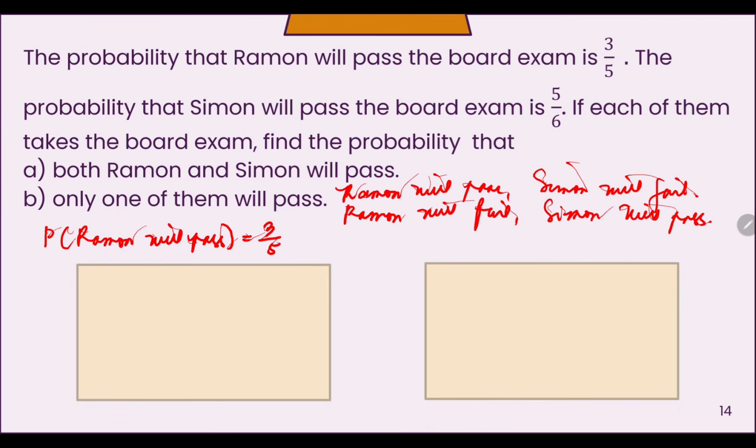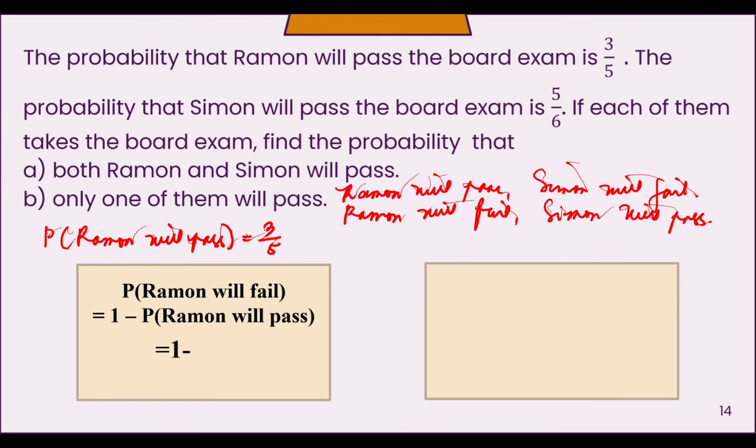So the question is, what is the probability that Ramon will fail? Considering that the probability of events sum up to 1, therefore we say that the probability that Ramon will fail will be 1 minus the probability that Ramon will pass. Writing that, 1 minus 3/5. Subtracting, we now get 2/5. So the probability that Ramon will fail will be 2/5. 3/5 passing, 2/5 failing. That's the chance for Ramon.